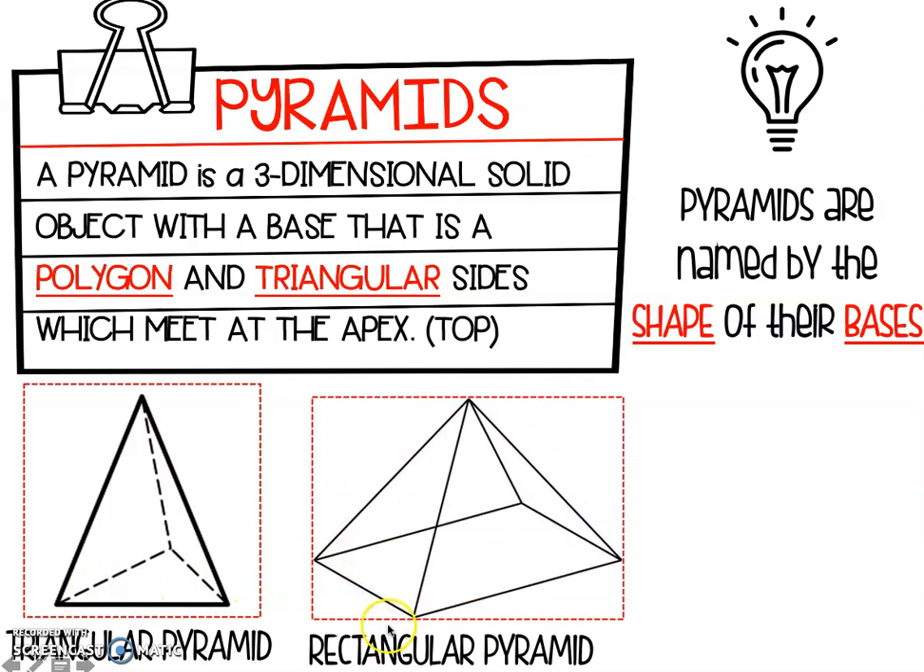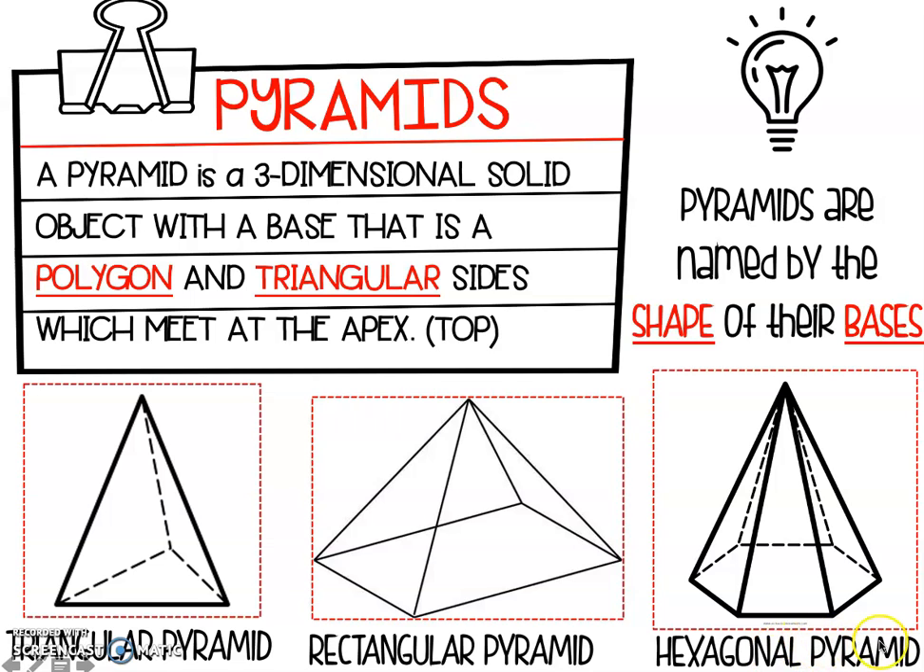This is called a rectangular pyramid. It has a rectangle as a base, and then it has all these triangular sides. This is a hexagonal pyramid. It has a hexagon as a base and triangular sides that meet at an apex. So it is the hexagonal pyramid.